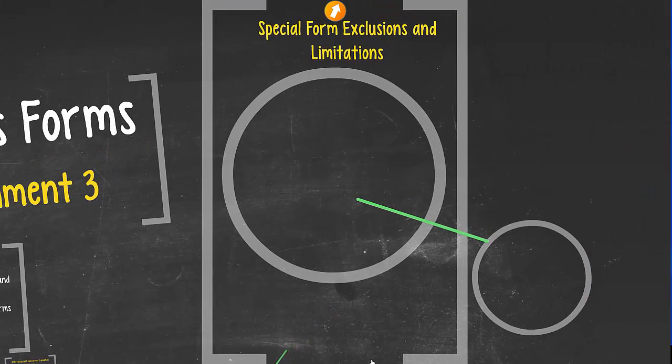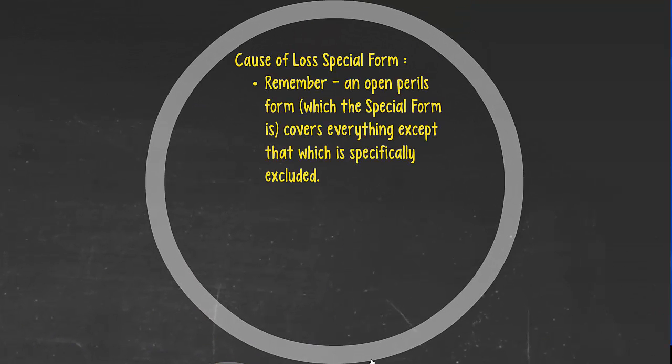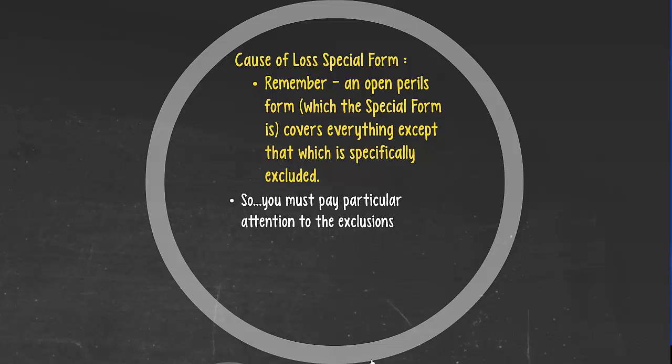Now let's turn to the special form. And with this, we're going to look at the exclusions and limitations of the special form. Remember that the special form, much like the special homeowners form, is an open perils form, which covers everything except that which is specifically excluded. So we don't have named perils or named causes of loss to look at. So you have to pay particular attention to the exclusions.